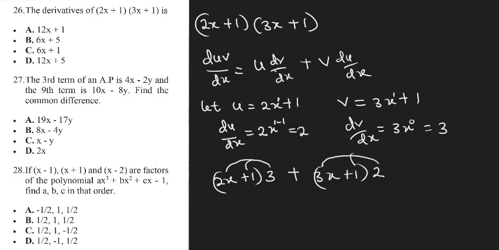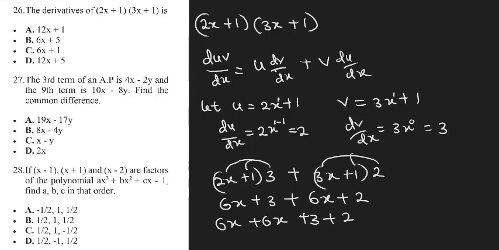2 times 2x is 6x, plus 1 times 3 is 3. Then plus 3x times 2 is 6x, plus 1 times 2 is 2. So collect the items. We're going to have 6x plus the other 6x now, then plus 3 now, plus 2.